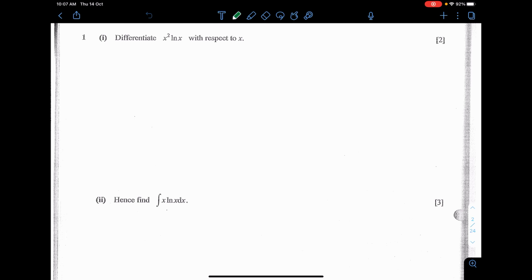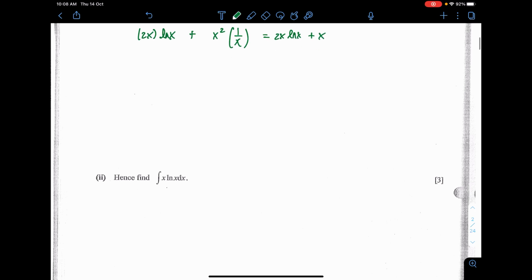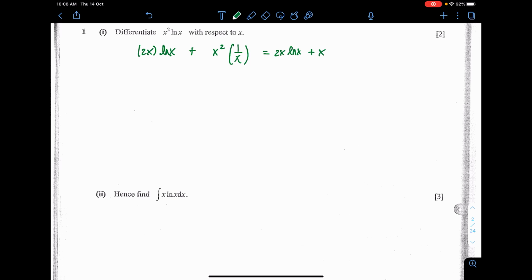So differentiation of this, I'll differentiate the x squared, I'll get 2x. Copy down the ln x, plus, copy down the x squared and then differentiate the ln x. Okay, that will give you 2x ln x plus x. Very easy. Next, hence integrate x ln x.